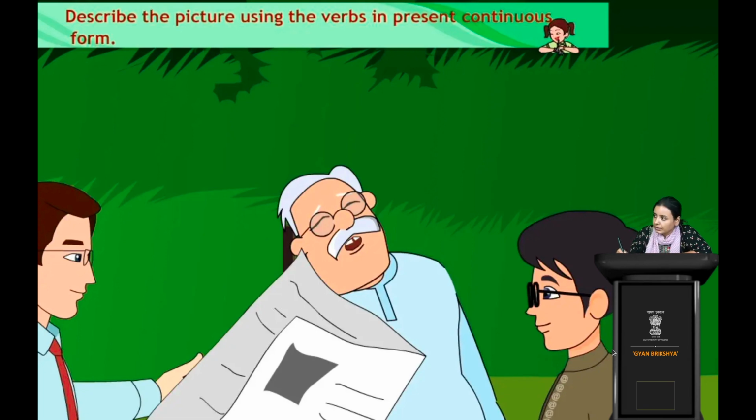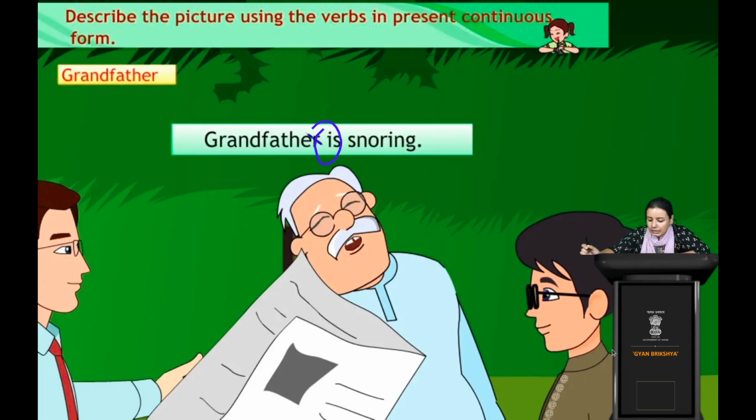The grandfather is snoring. So he is snoring, right? Again, present tense and then ing, right? V1 plus ing, verb plus ing. So same, this sentence also falls under present continuous tense. Clear? Okay.